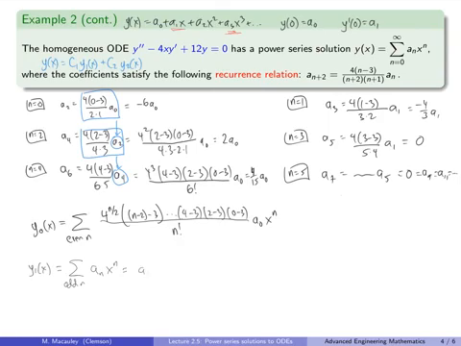So that's a1 x plus a3 x cubed. And a3 is negative 4/3 a1. So minus 4/3 a1 x cubed. And if I want to, I can write this as a1 times x minus 4/3 x cubed. So let me call this, well, look back to C1 y1 plus C2 y2.